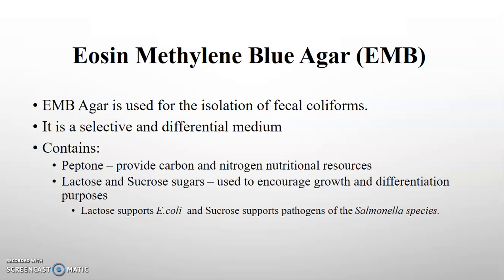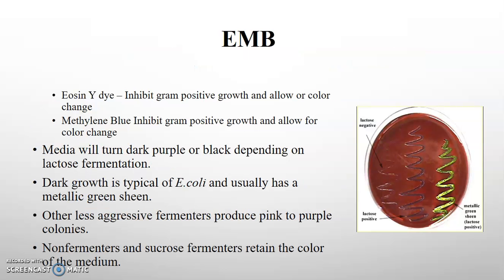So the EMB plate does have two different types of sugars, and different bacteria use different sugars. Typically, the kind of normal biota fecal bacteria like E. coli are going to use the lactose, whereas the more pathogenic, dangerous bacteria such as Salmonella, they're going to use the sucrose.